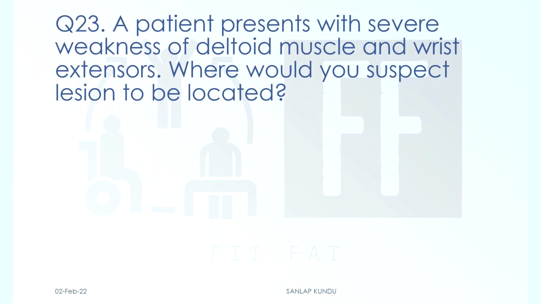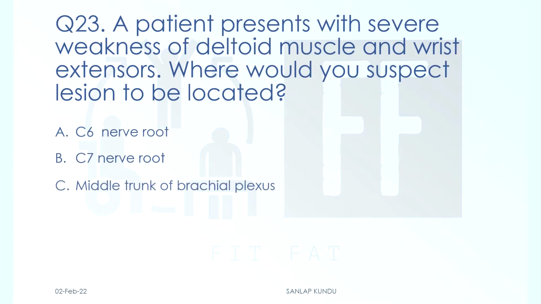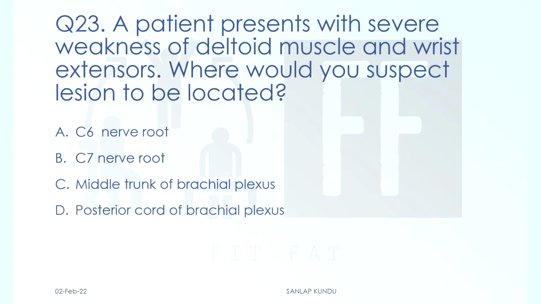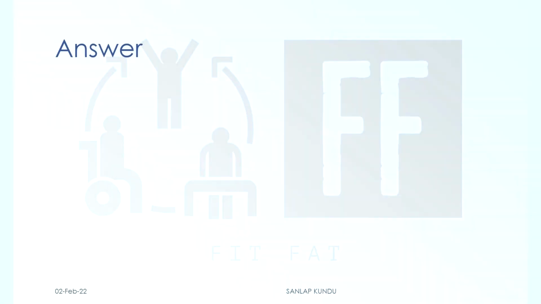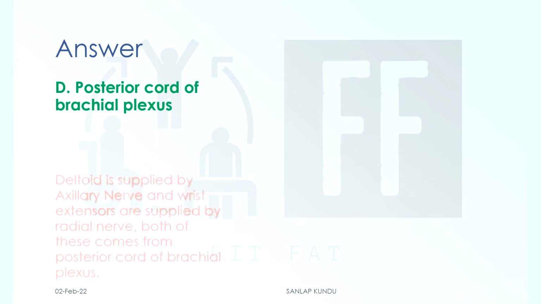Question number 23. A patient presents with severe weakness of deltoid muscle and wrist extensors. Where would you suspect the lesion to be located? Option A, C6 nerve root; option B, C7 nerve root; option C, middle trunk of brachial plexus; and option D, posterior cord of brachial plexus. Now let's check out the answer. In my opinion, the answer is option D, that is the posterior cord of brachial plexus.